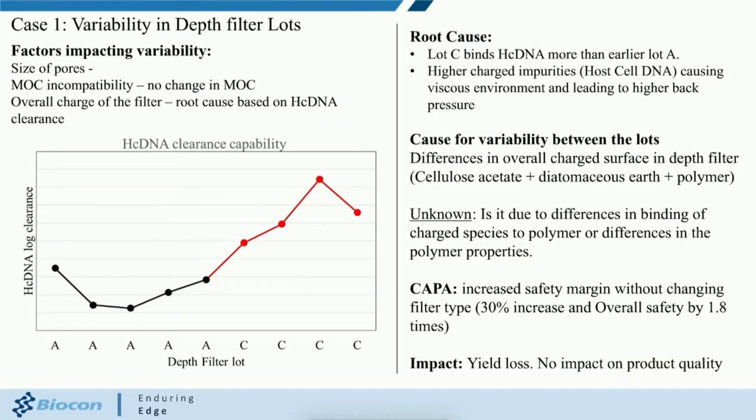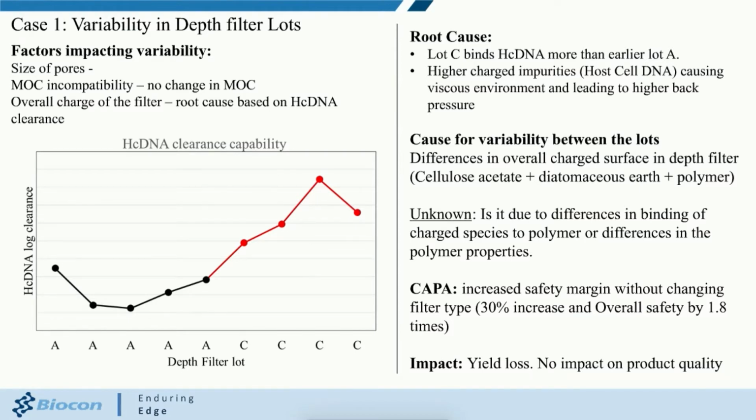What we identified at the end is that the clearance is more, which is causing a very viscous environment inside the depth filter, leading to the high pressure in this specific case. The moment we changed the specific lot, and whatever leftover filters we had not used, the process came back to normal.